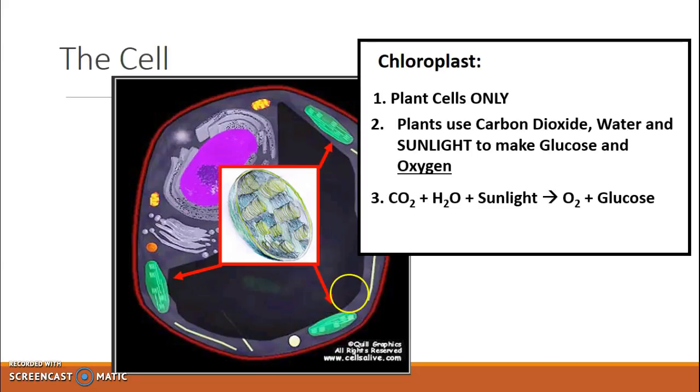Does anybody know what that's called? Hopefully you're saying to yourself right now that it is photosynthesis. If you said photosynthesis, that's correct. That is how plants ultimately make food.